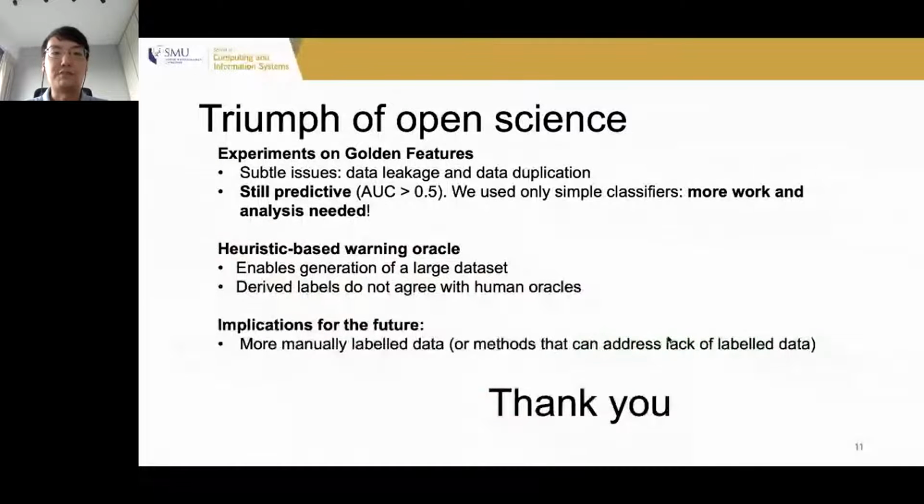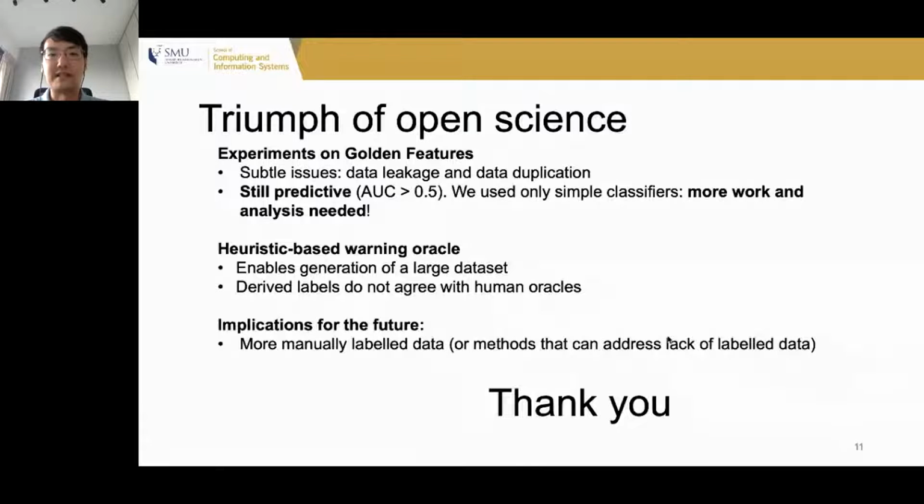Our work was a triumph of open science. We built very heavily upon the data and the scripts that were made available in packages of the prior papers. So in our experiments on the golden features, we find that they suffered from subtle issues, but had a significant impact. But we want to note that the golden features are still predictive. In our experiments, they had an AUC greater than 0.5.